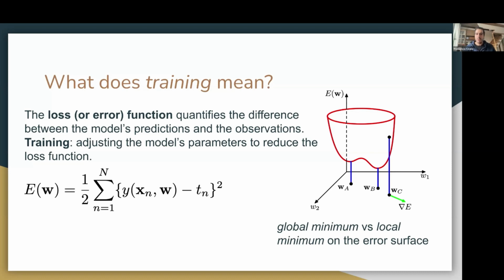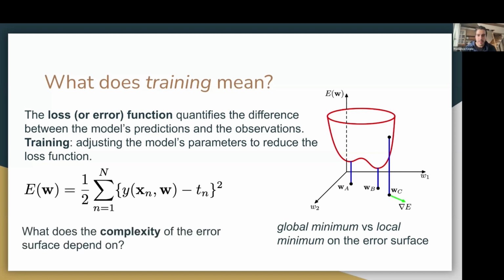And we may get into configurations of parameters that are quite satisfying to us, even if they are not the optimal. And these are called local minima of the error surface. Or we could ideally get to the best possible configuration of weights that returns to us the best possible model. And that would be the global minimum.